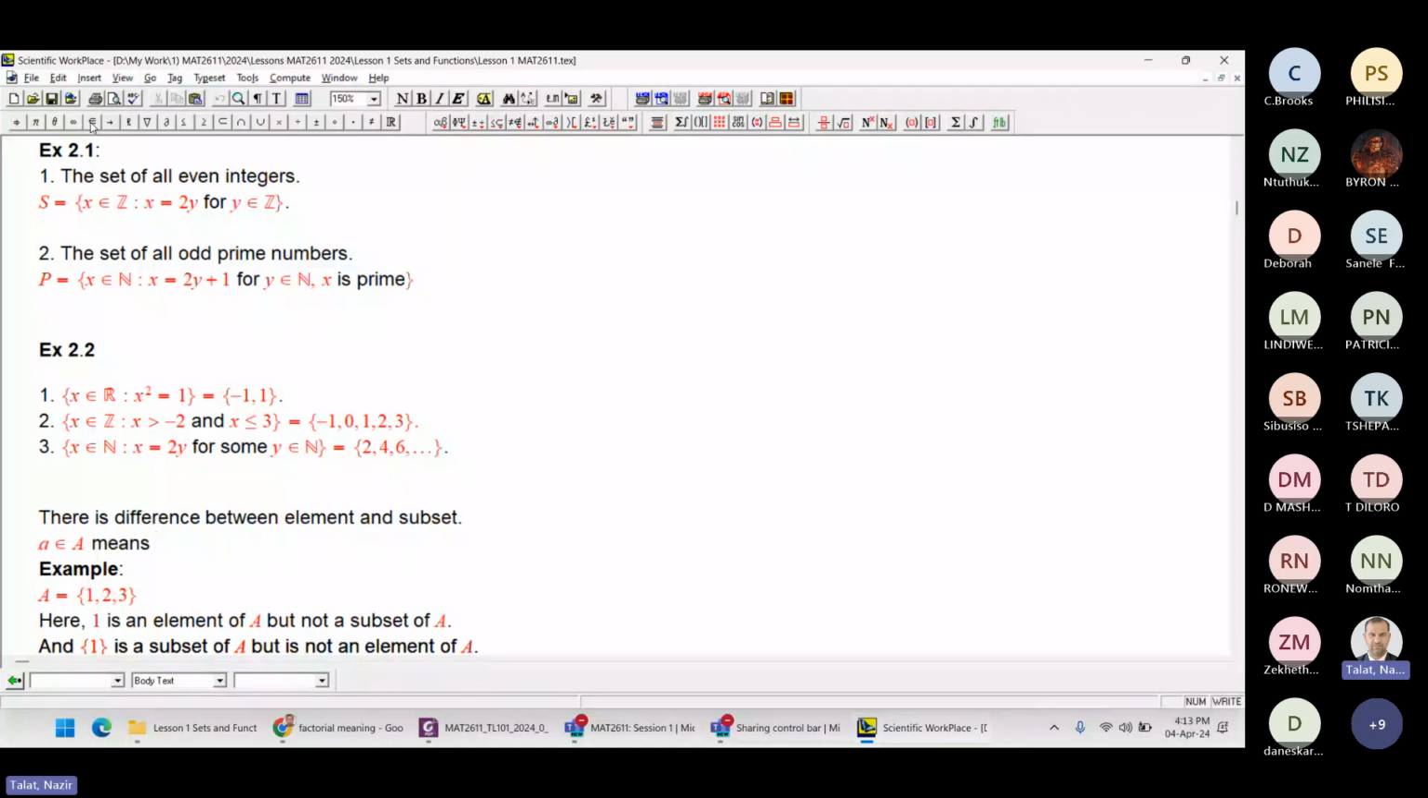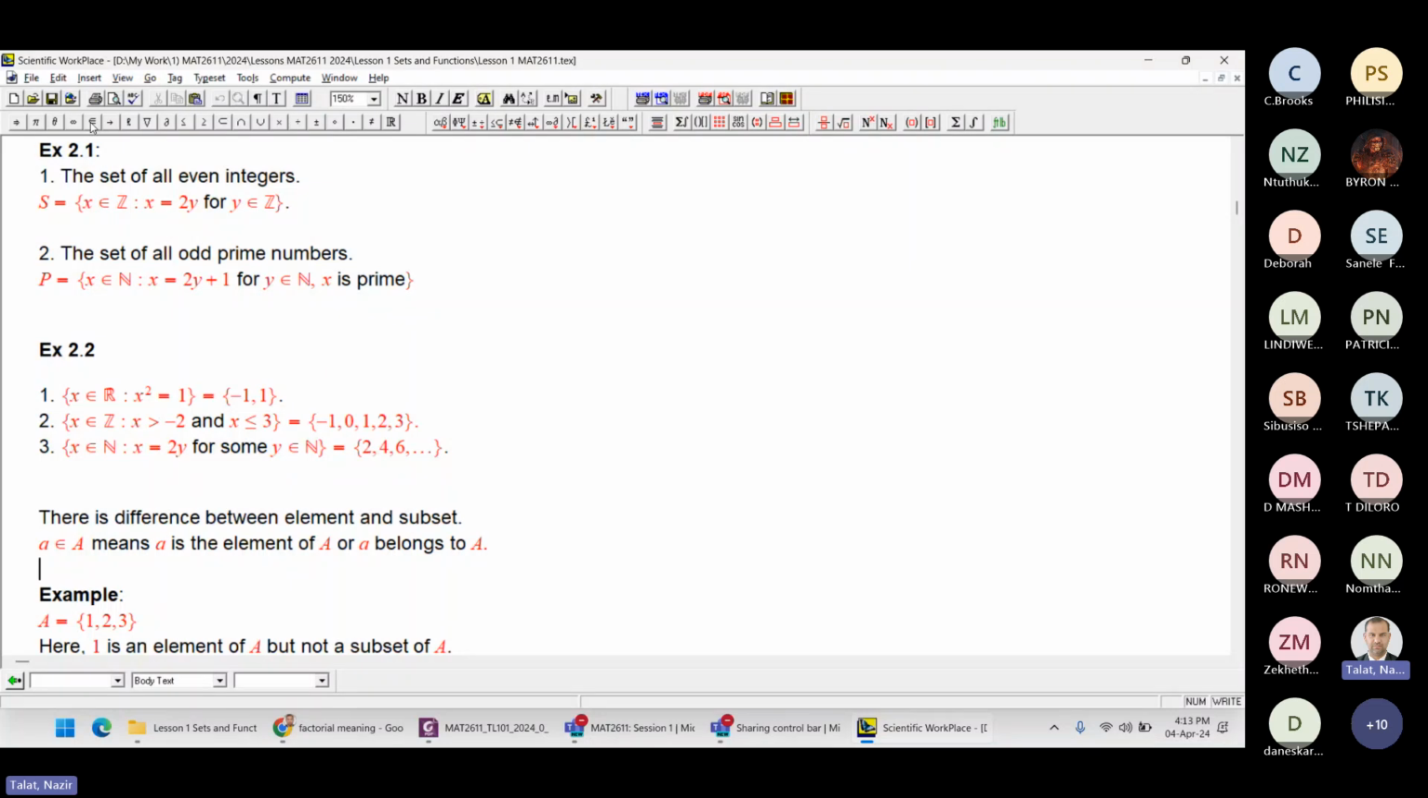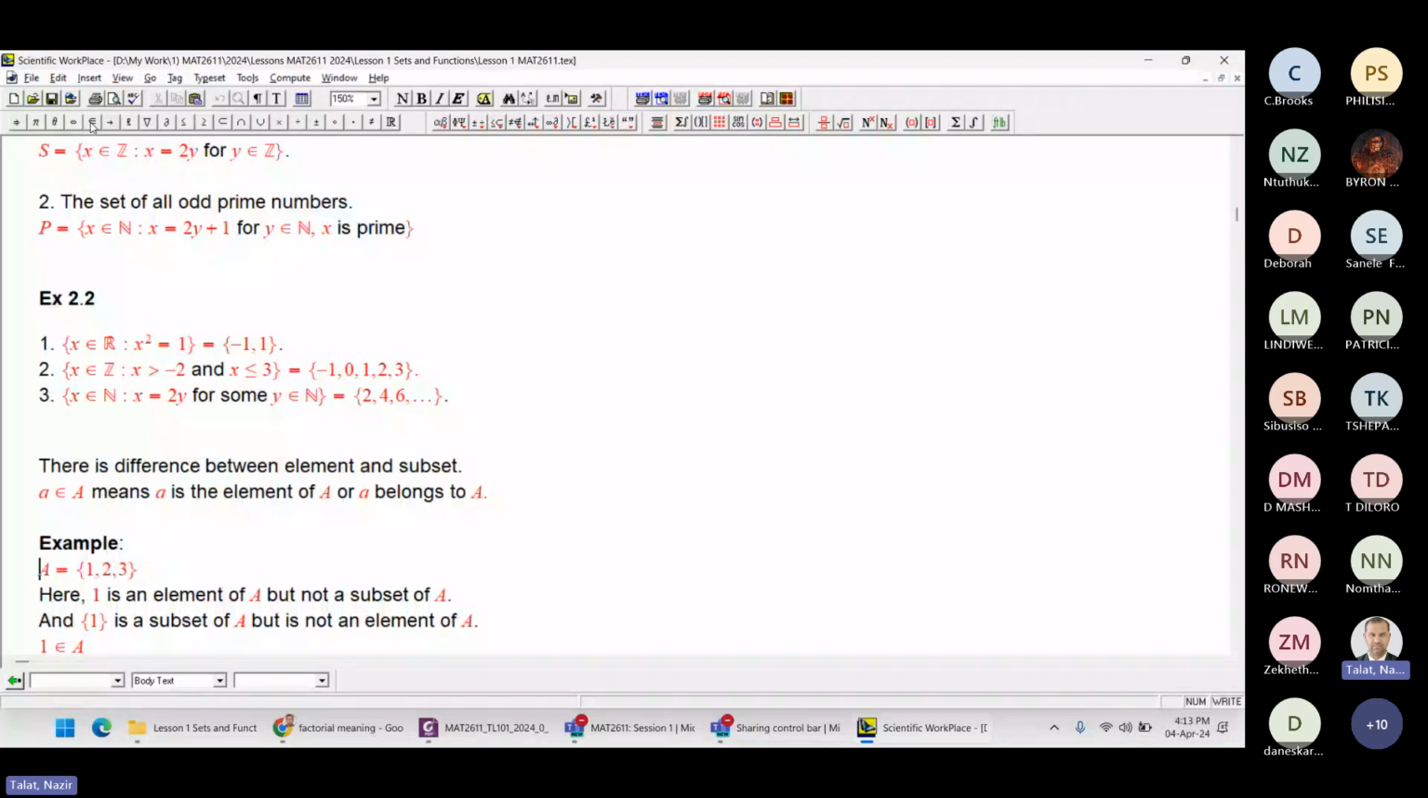It means that this a is an element of A, or belongs to A. For instance, if A is a set having 1, 2, 3, then this one is an element of A, but not a subset of A.